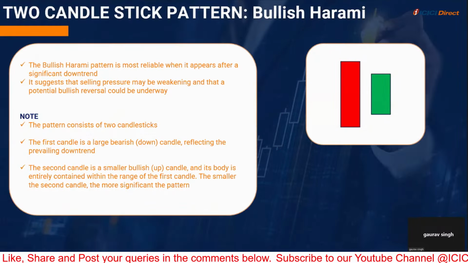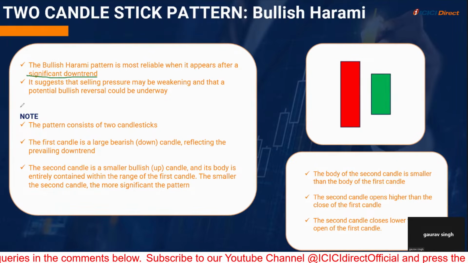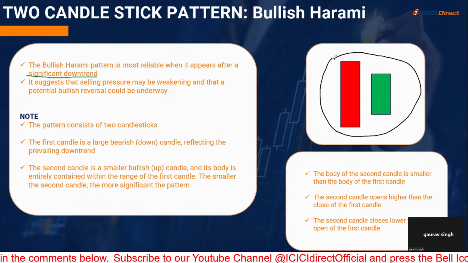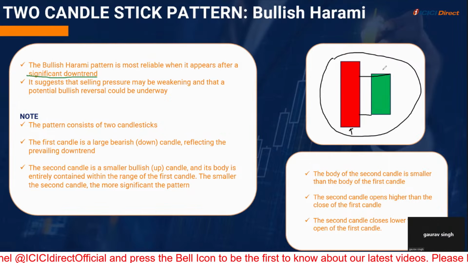So we had spoken about the Harami pattern, we started with the bullish Harami pattern. Again, the theory of this pattern is that it should appear at a significant downtrend. You have to look out for this sort of pattern where the first candle is a red candle, and the second candle's body is formed within the body of that first red candle. So the open of the second candle should be higher than the close of the first candle, and the close of the second candle should be lower than the open of the first candle. So this is the theory that we had covered.